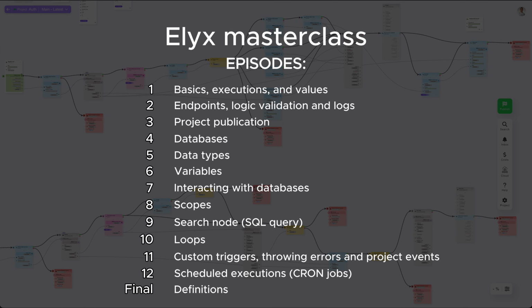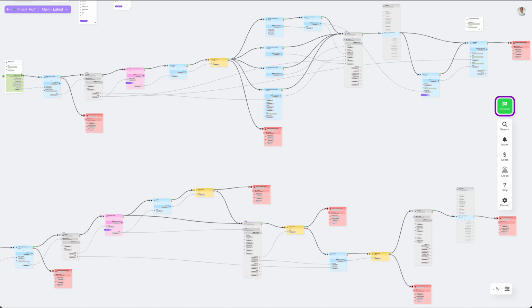Welcome back. In this episode, we will cover the process of publishing your projects. Publishing a project always means that your app gets hosted in the cloud so you can access it over the internet one way or another. This is how we make it available to your users and make your logic accessible outside of the canvas.